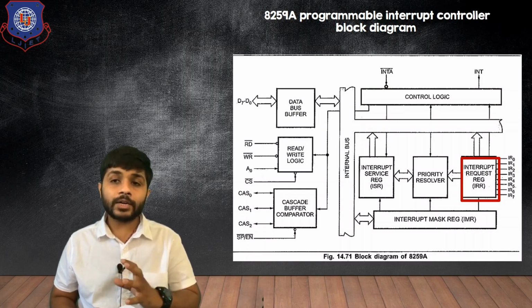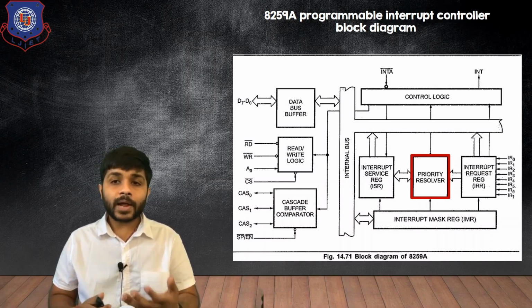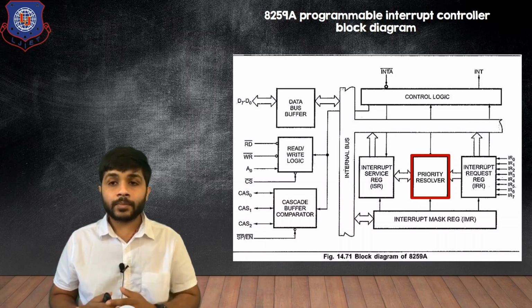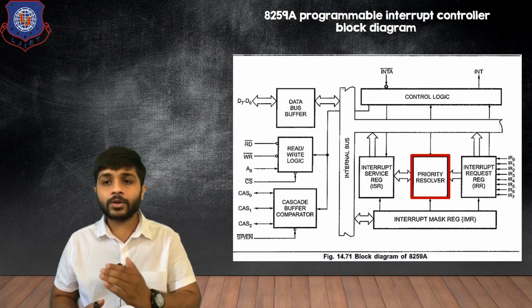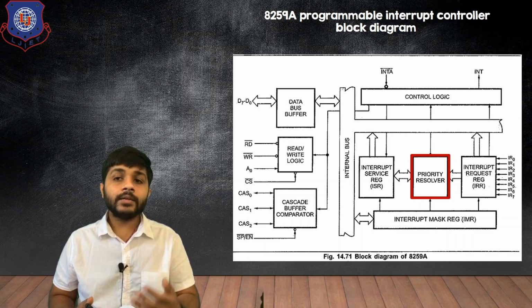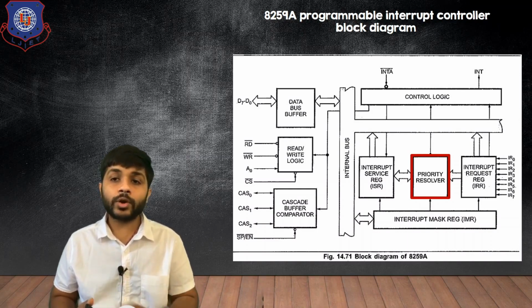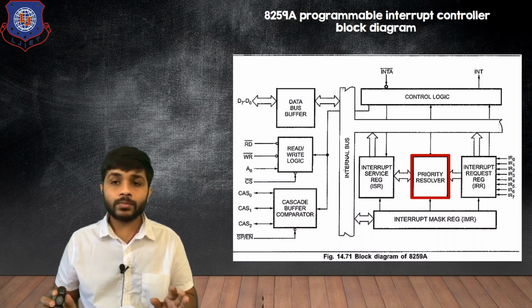So when an interrupt is received, it will be saved in this register. The next one is the priority resolver. So you can set the priority for all the interrupts. You can see that in the 8259A there are a total of 8 interrupts possible, that is IR0 to IR7. So you can program the 8259A and decide which interrupt has the higher priority and which interrupt has the lowest priority. All these things are programmable and you can set whatever you want.